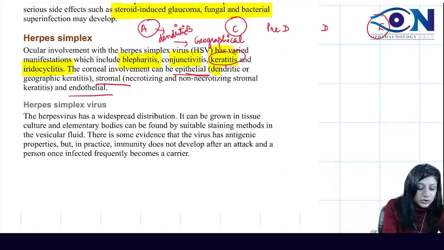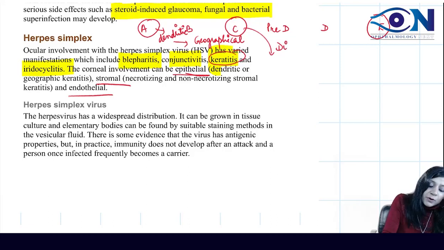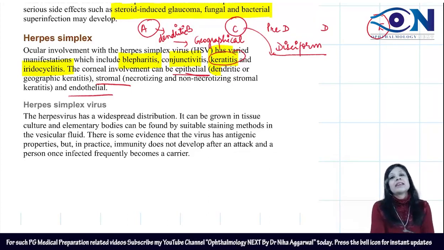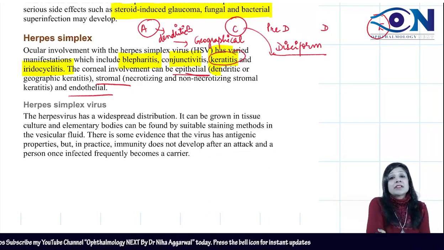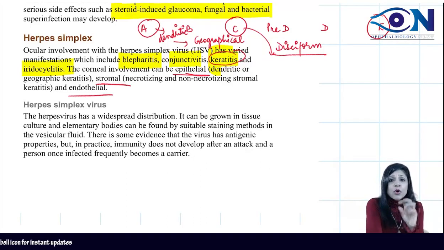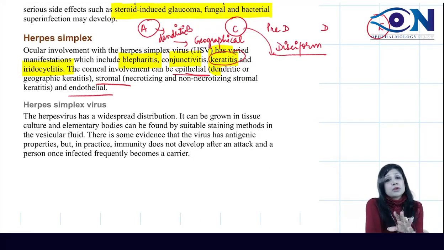Second is stromal keratitis. Stromal keratitis is disciform keratitis, where you get disc-like, coin-like areas, and ultimately endothelial keratitis, where you have formation of bullae, or involvement of your metabolically active layer.